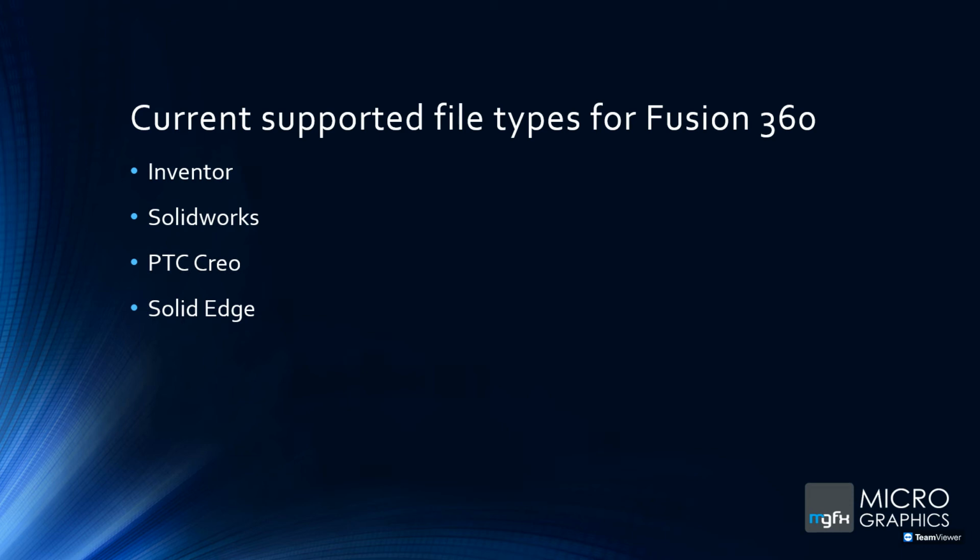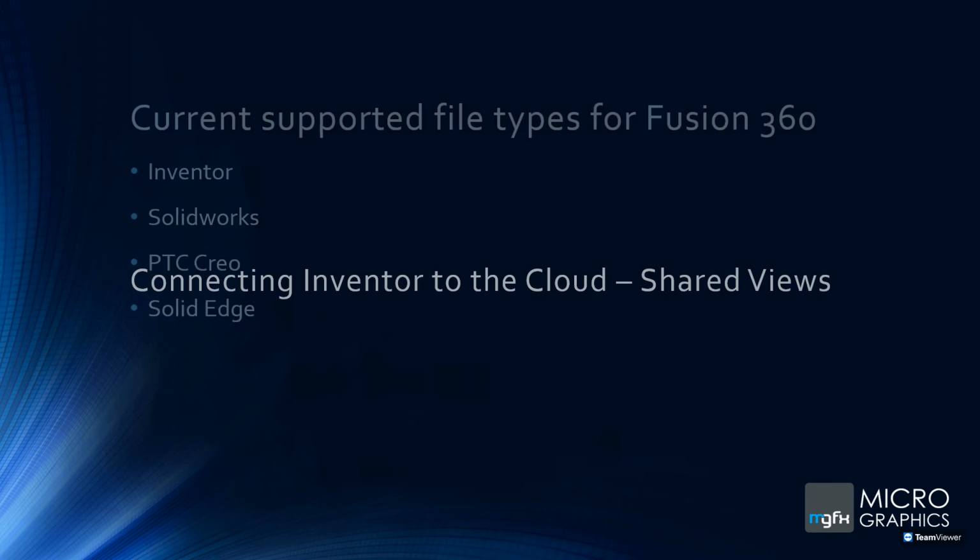Okay, so the current supported file types for Fusion 360 for the AnyCAD technology are Inventor, SolidWorks, PTC Creo, and Solid Edge. I think with PTC Creo, I don't know if they've got it yet, but I don't think there's any assembly connectivity for that. There is, though, for parts. You can just bring parts in over there.